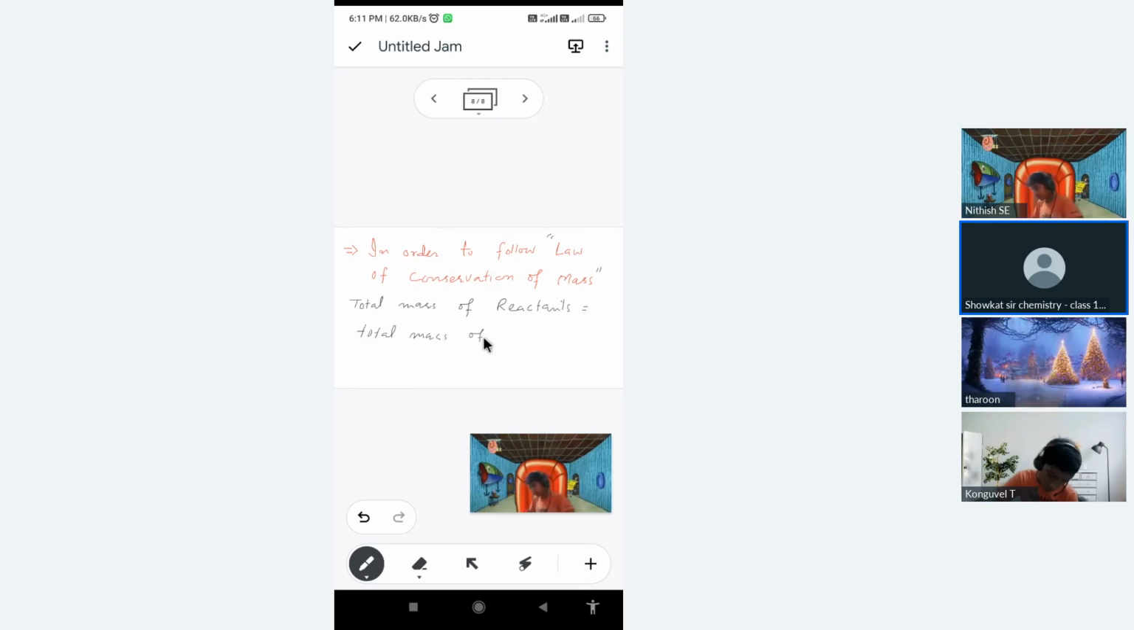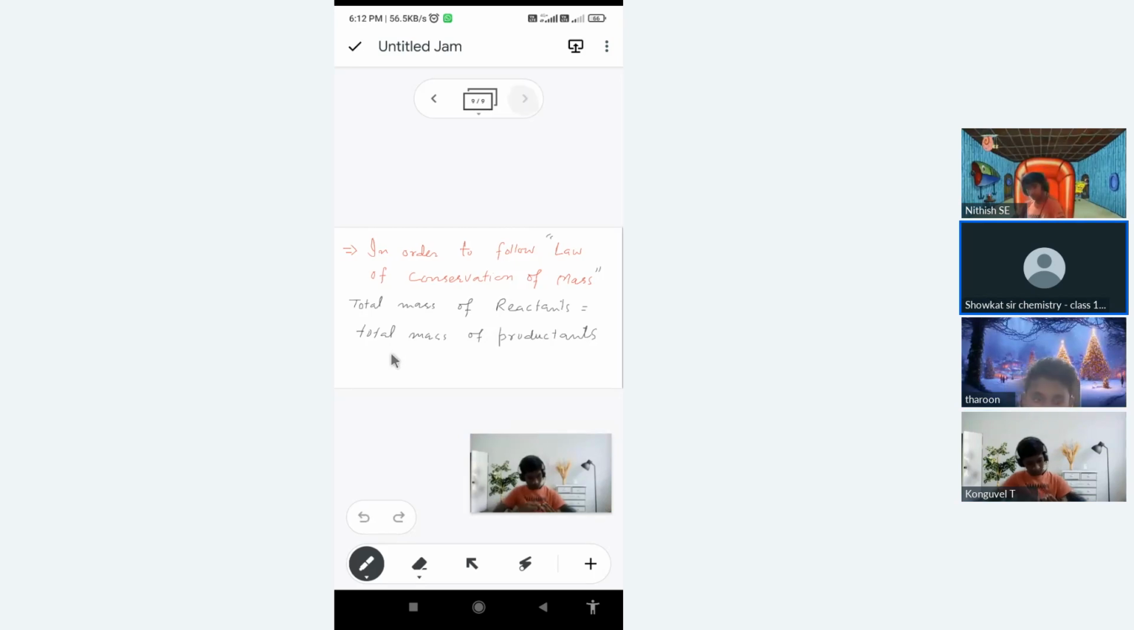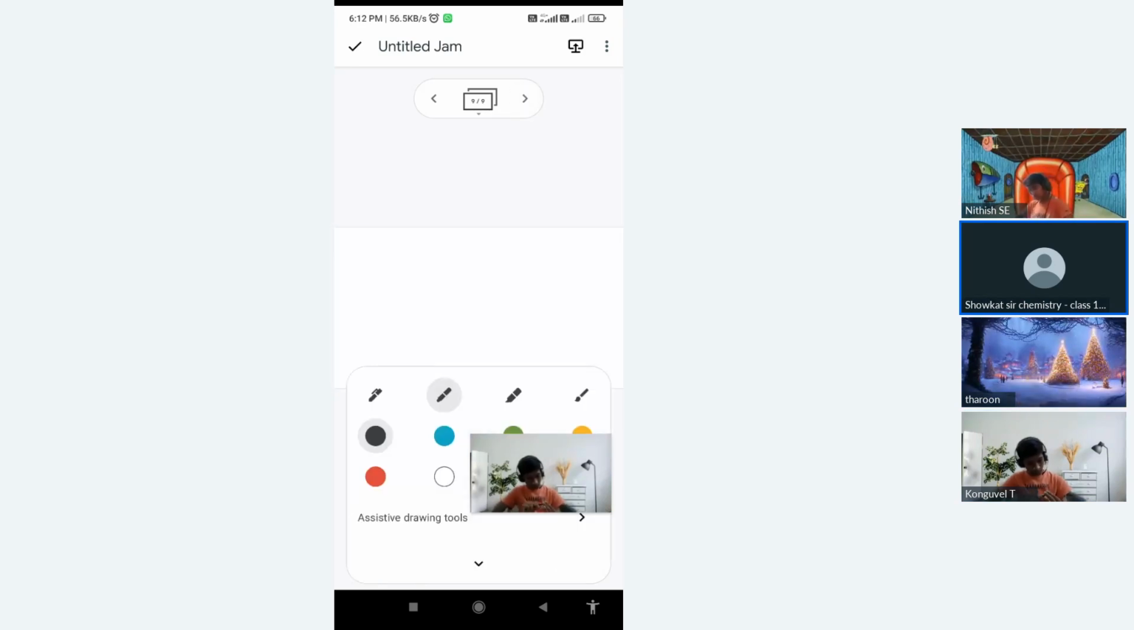That is why, whenever we have an unbalanced chemical equation, the total mass of reactants will not be equal to the total mass of products. So we balance it in order to follow this law of conservation of mass, right? Yes. So you will remember that we balance chemical equations to follow the law of conservation of mass, correct? Yes, sir. Then let's learn how to balance chemical equations, right?